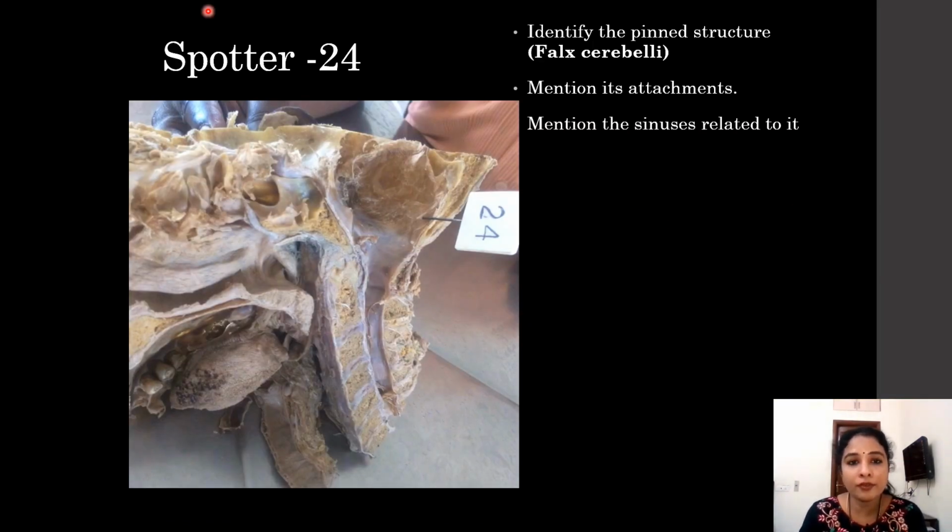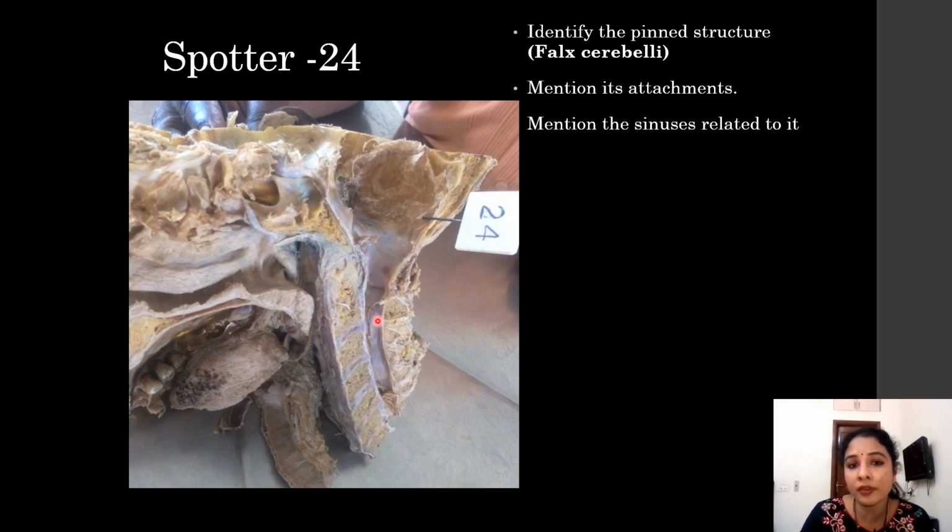Spotter number 24 is falx cerebelli. Here the pinned structure is falx cerebelli, which is a fold of dura mater that separates the two cerebellar hemispheres in the posterior cranial fossa. Superiorly, this falx cerebelli is continuous with the tentorium cerebelli. So above it attaches to the tentorium cerebelli, and it is along the occipital crest, on the inner surface of the occipital crest, and attaches till the margins of the foramen magnum.